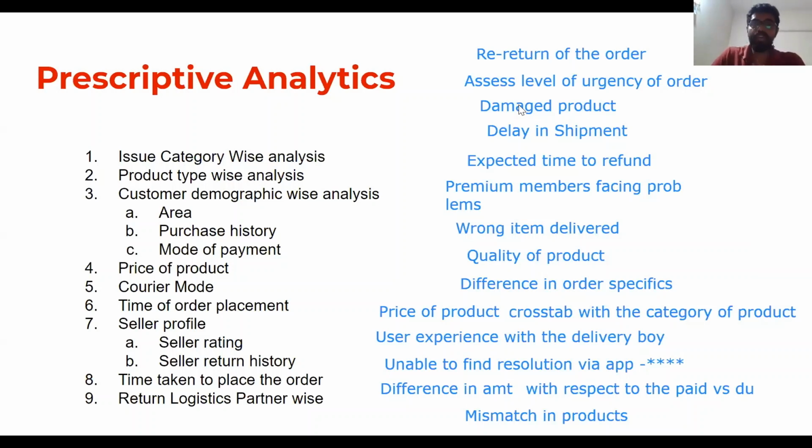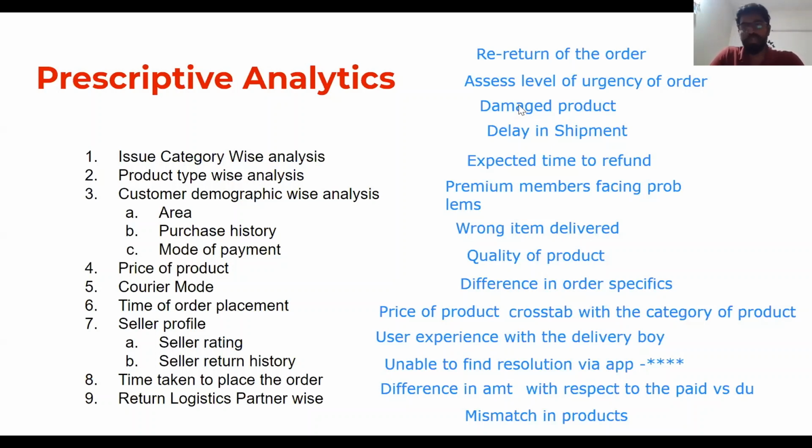Similarly over here, if you have a customer, you look at his purchase pattern, look at his history in terms of return of products, and then take a call that we feel this particular guy might contact us. Now next, price of the product. Obviously, this is something which you guys got bang on. Courier mode.